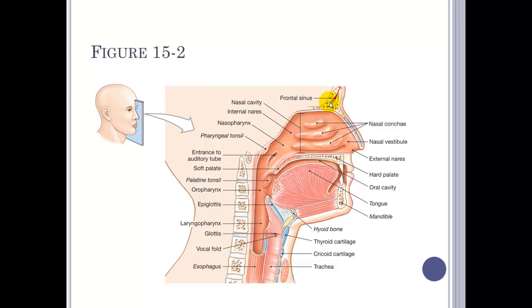And frontal sinuses are here. Nasal conchae are there. Nasal vestibule. This is your opening or your nare. This would be your nasal cavity. Internal nare, this kind of opens up back here. This is your hard palate. It's got bone in it. Pharyngeal tonsils, and this would be a lymphoid structure. Palatine tonsils. Your oropharynx.